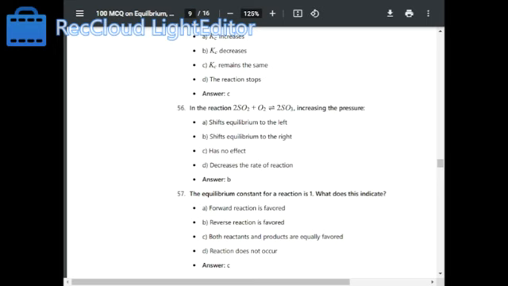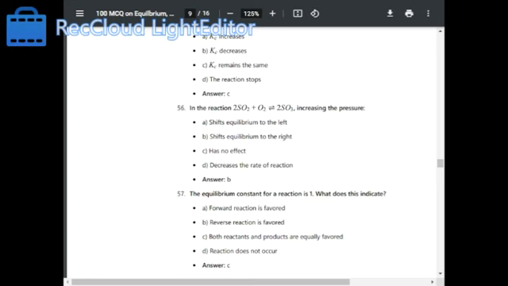In a reaction 2SO2 plus O2 equal to 2SO3, increasing the pressure: Option A, shift the equilibrium to left. Option B, shift equilibrium to right. Option C, has no effect. Option D, decrease the rate of reaction. The correct answer is B, shift the equilibrium to the right.